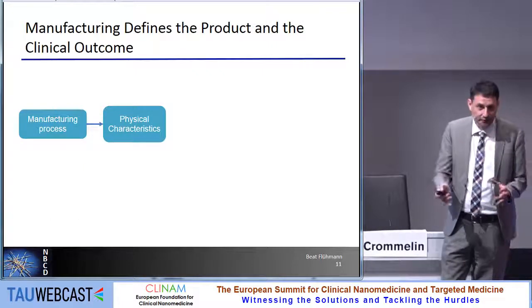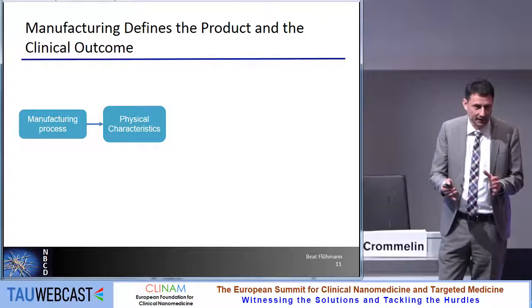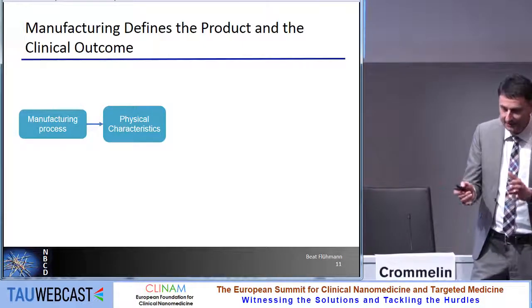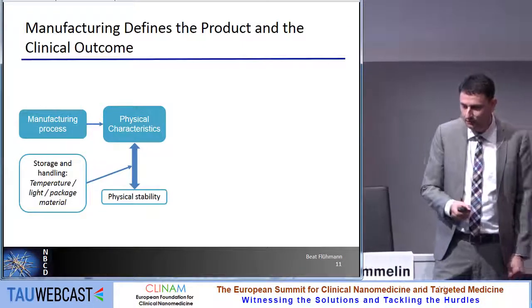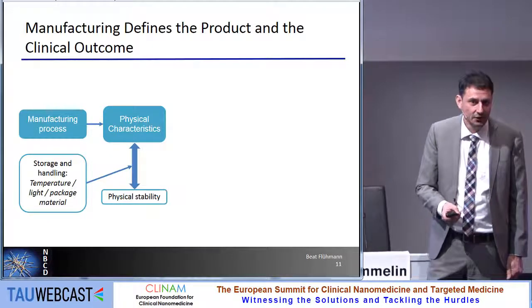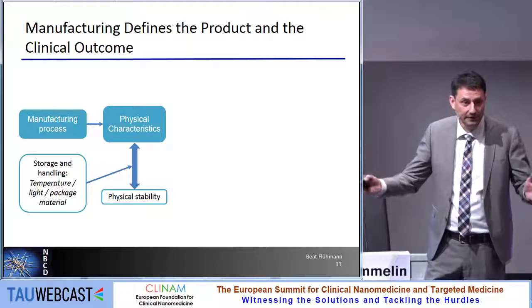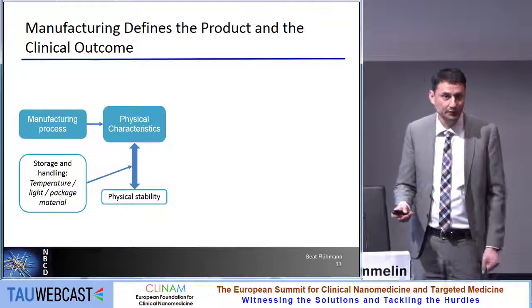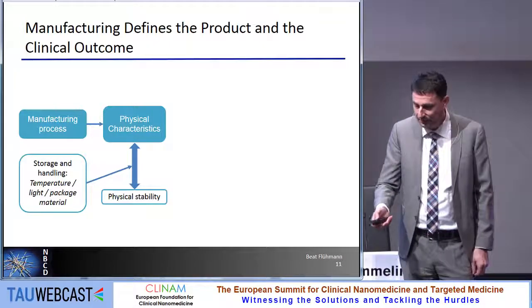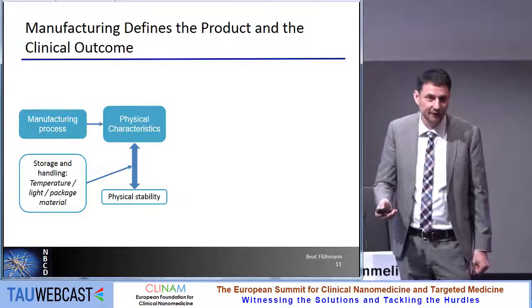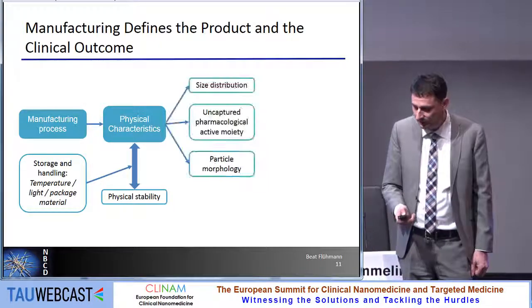So the manufacturing process is really describing these products, the physical characteristics. But what's also important is the storage and handling of these products. How are they stored? They have a shelf life of 3 years. In 3 years, a lot can happen to these very fragile components.